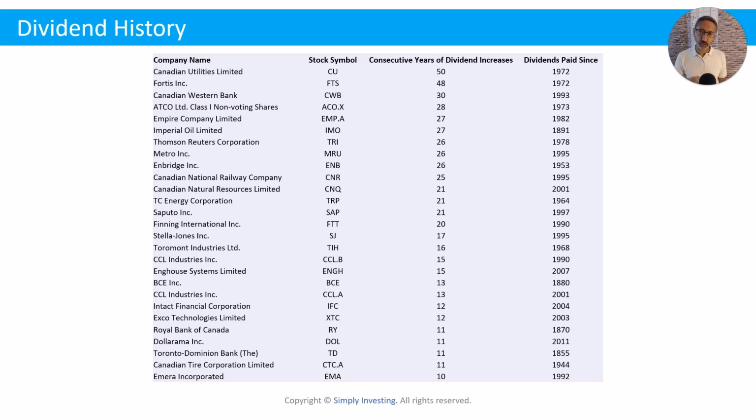Another thing you'll notice on the list of companies here up on the screen, some of these companies have been paying a dividend since the 1800s. So that is a remarkable and a very impressive track record.